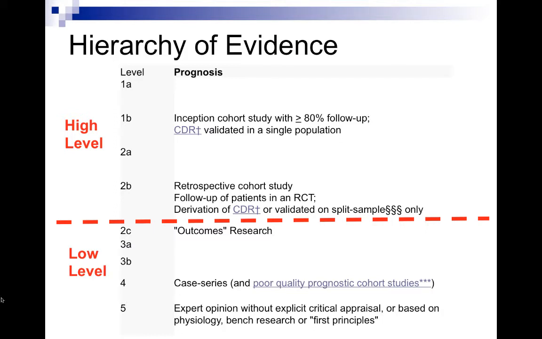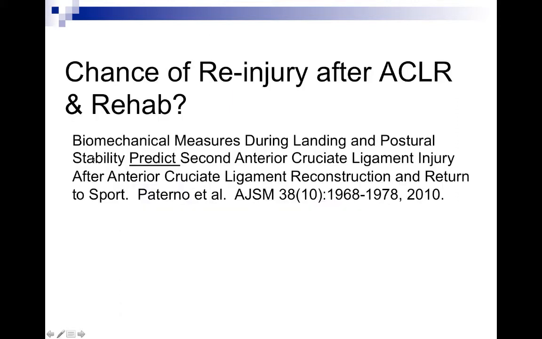So we'll search, and I found a higher level retrospective cohort study to critique that evaluates the chance of re-injury after ACLR and rehab, so ACL reconstruction and rehab. It's focused on biomechanical measures during landing and postural stability, predicting second anterior cruciate ligament injury after anterior cruciate ligament reconstruction and return to sport.